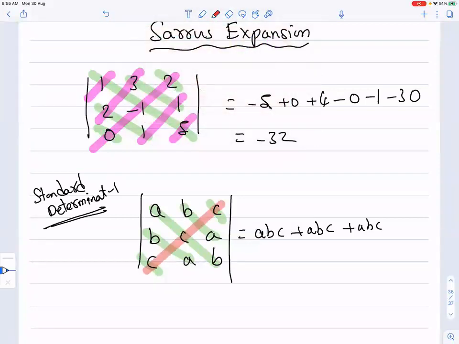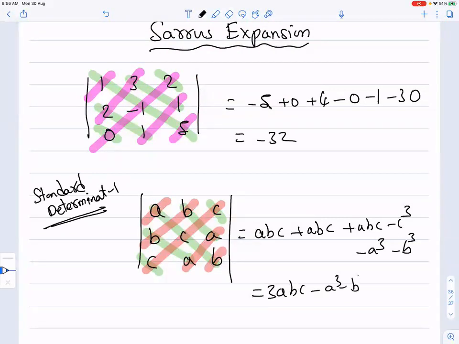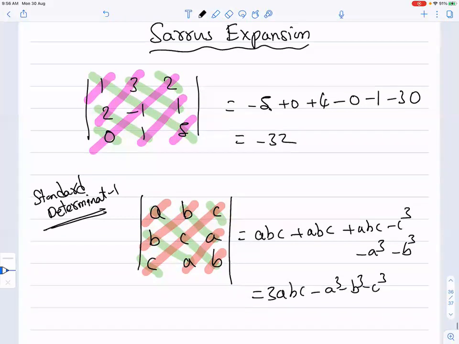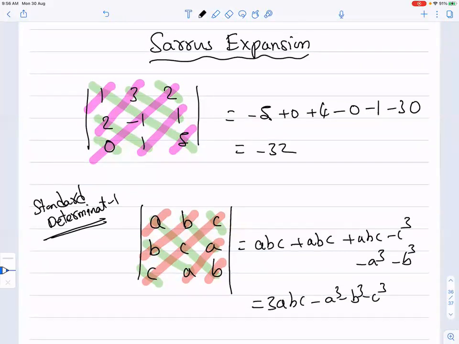So this is C into C into C, C cube. But we'll write minus C cube. Next, A into A into A, A cube. Minus A cube. B into B into B, minus B cube. So the standard result is 3ABC minus A cube minus B cube minus C cube. You need to remember the result for us. Standard determinant one. See, please write down the explanation in your own words.